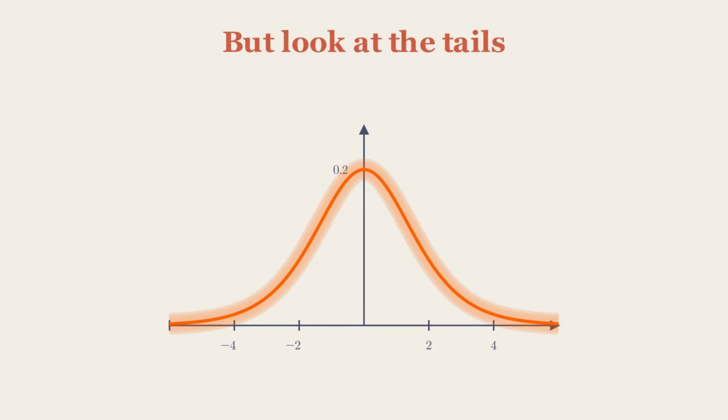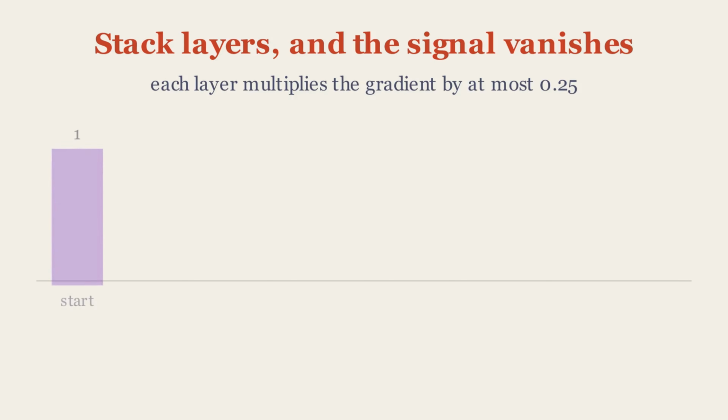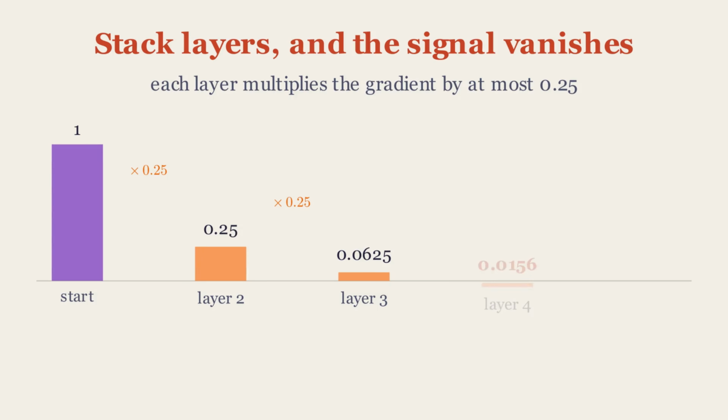Here is why that hurts. In a deep network, gradients travel backwards, and at every layer they get multiplied by that slope. Multiply by 0.25 once, and a quarter is left. Twice, a 16th. A few more layers, and the signal is gone. The gradient dies before it reaches the early layers. That is the vanishing gradient problem.